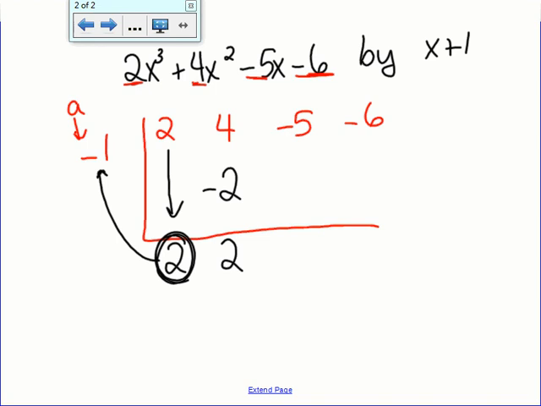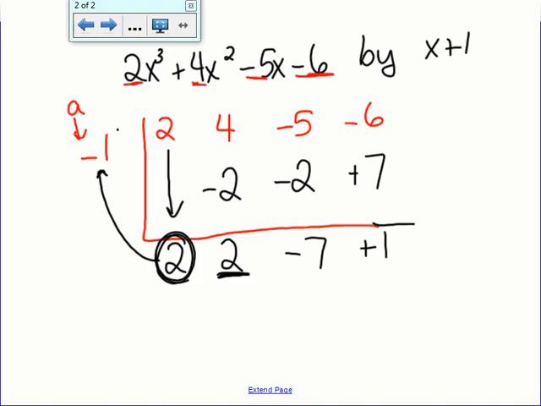Now I'm going to multiply this back with a. So I'm going to go 2 times a, which is -1, is equal to -2. So that -2 is going to be written underneath the next coefficient. Now I'm going to add these guys. So I've got -5 plus -2 is going to end up giving me -7. Same idea again. I've got -7 times -1, and I'm going to end up with +7 over here. If I add these guys together, I'll end up with +1 on the bottom.